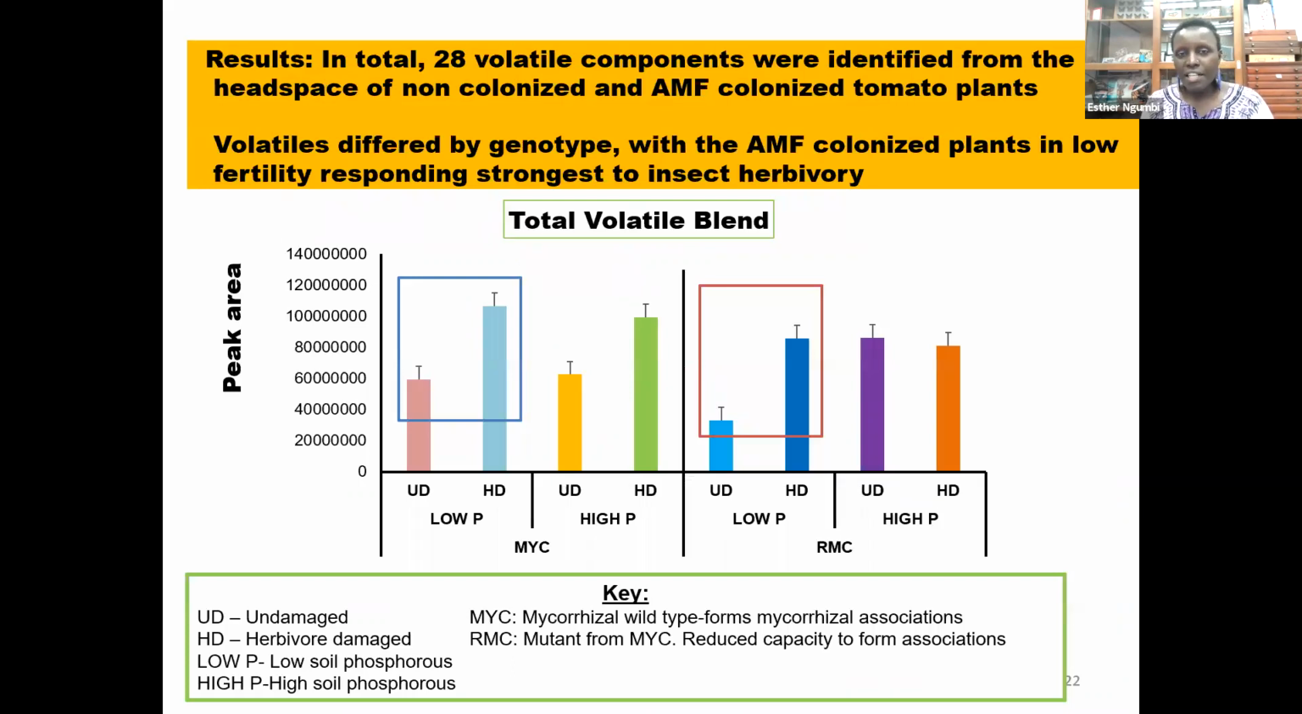So for this study, when we looked at the overall blend of volatiles, we were able to show that under low soil fertility conditions, the mycorrhizal wild type, first of all, is colonizing. We see the benefits of mutualisms, but also we see the change in chemistry. This is the total blend, and you can see the undamaged and damaged plants, low P, which is low phosphorus, and high P, and Mike, the mycorrhizal wild type, as compared to the mutant that doesn't form mycorrhizal mutualisms. So we were able to see differences in chemistry, and more certain that our hypothesis was correct.